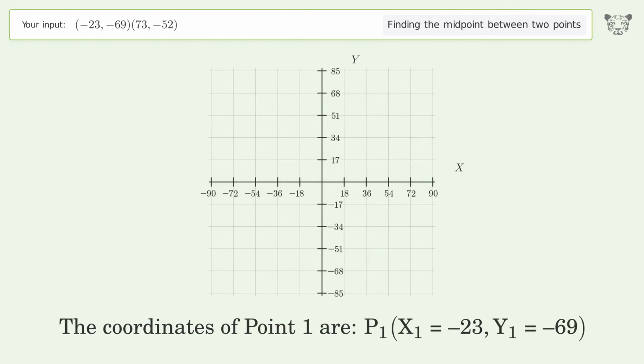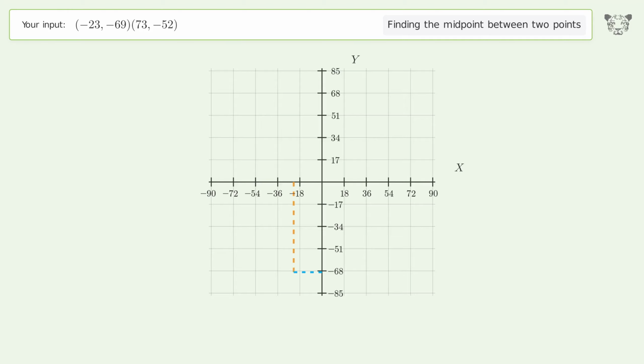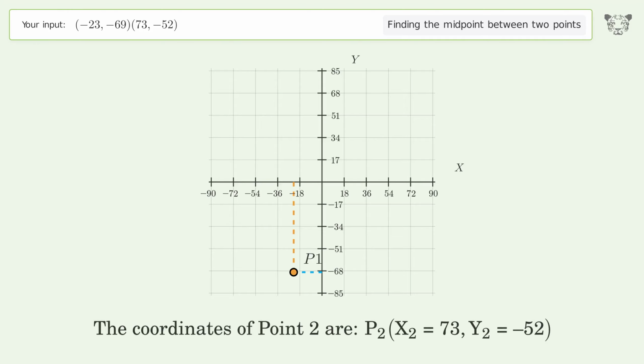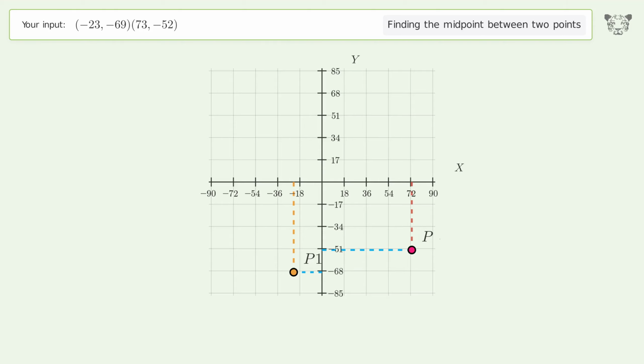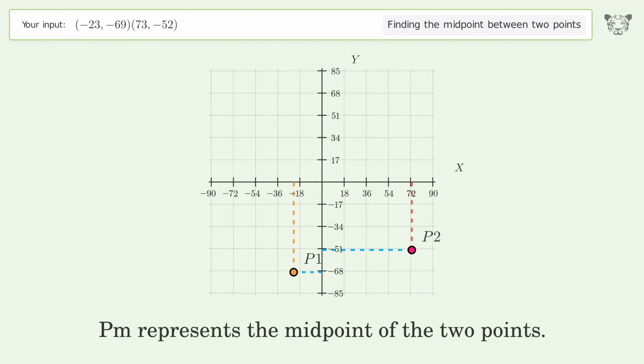The coordinates of point 1 are x1 equals -23, y1 equals -69. The coordinates of point 2 are x2 equals 73, y2 equals -52. PM represents the midpoint of the 2 points.